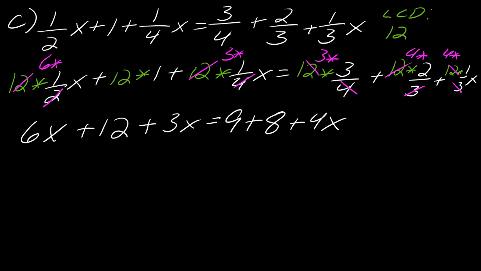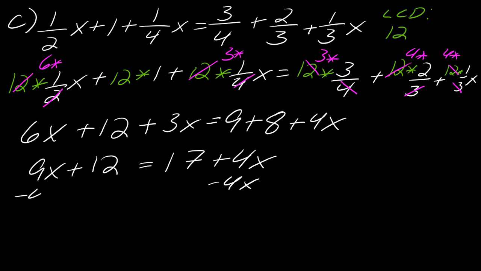So once again, I would much rather solve this problem than this problem. So now I'm just going to forge ahead with the problem. So on the left side, the 6x and the 3x are going to give me 9x plus 12. And then on the right side, I get 17 plus 4x. Okie dokie.